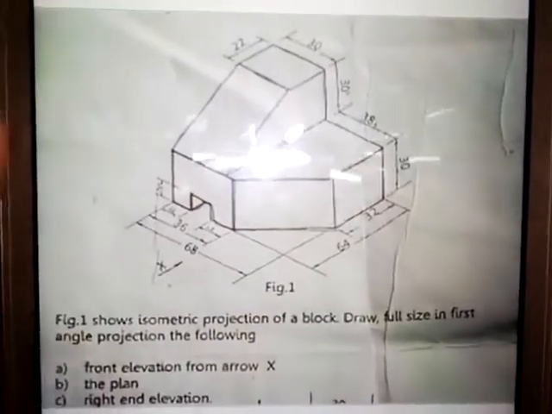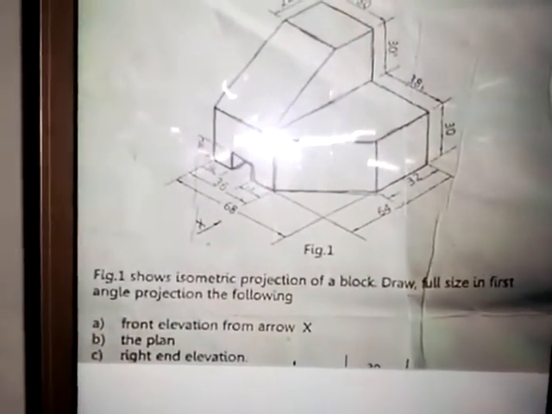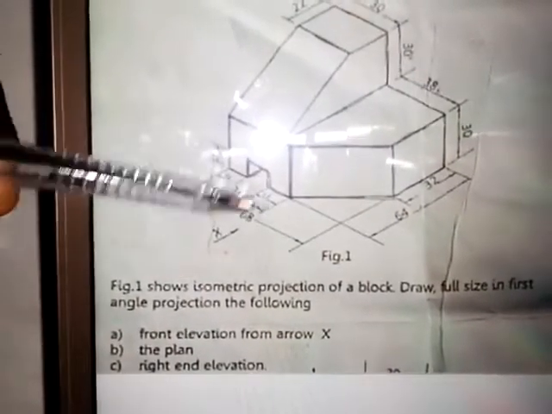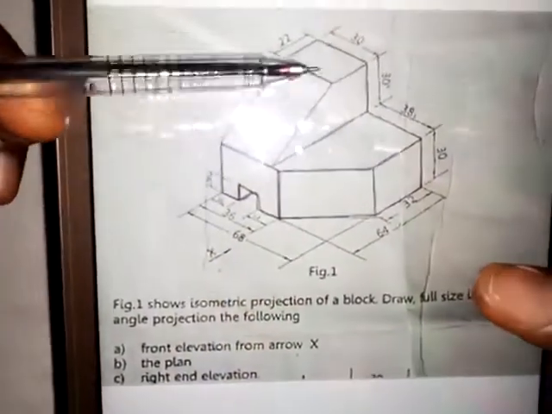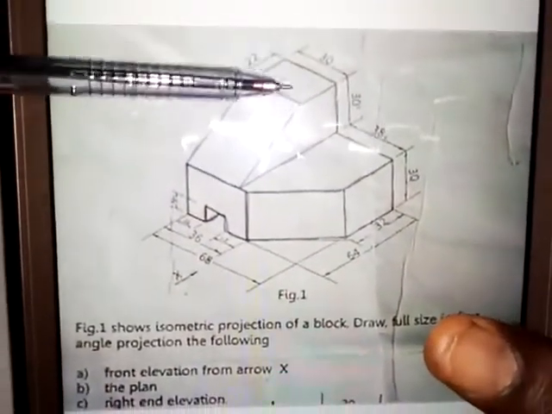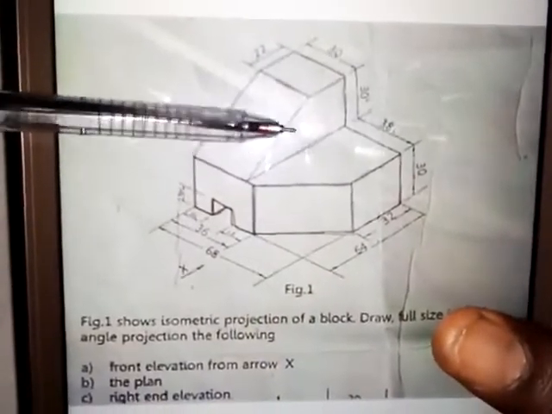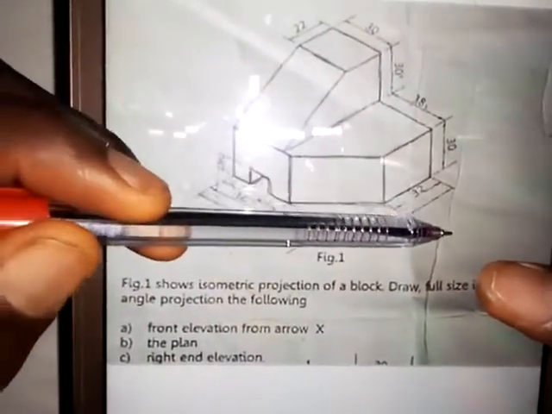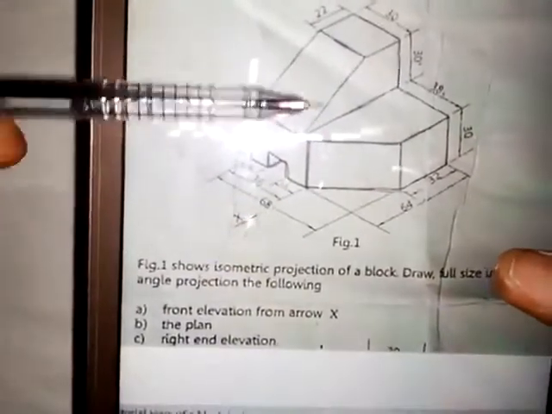Now, look at this diagram very well, as you can see on the screen. So this is arrow X. That means we are looking at the object in this direction for the front elevation, and the plan is when you are looking at it from the top; whatever you see on the top here is what you are going to draw. And then the right end elevation that we are asked to draw means we are looking at it in this direction. So where are we going to position everything that we are asked to produce here?